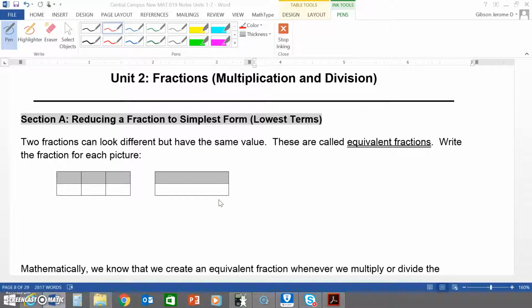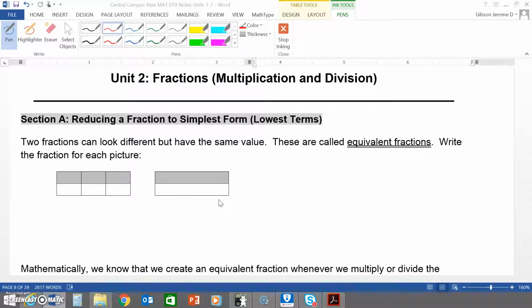Hello class, we're about to start Unit 2 Fractions, Multiplication and Division. Section 8, Reducing a fraction to simplest form, is also called lowest terms. Two fractions can look different but have the same value. These are called equivalent fractions.